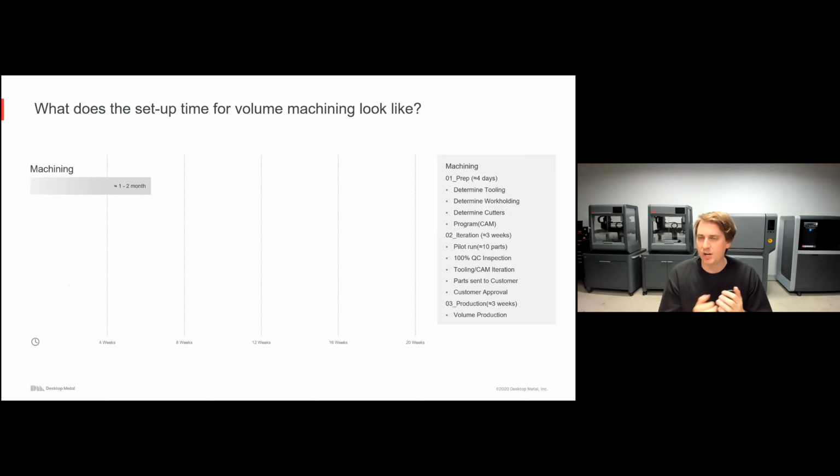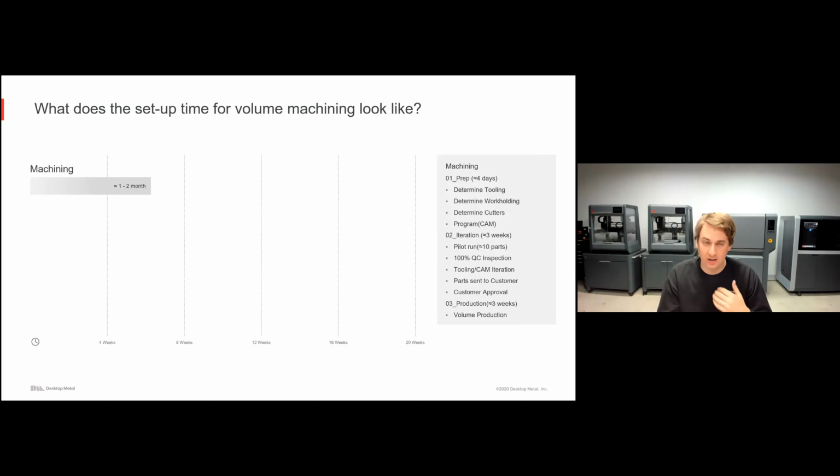When we talk to our machining customers, our large machine shops, our service bureaus, they generally say that when they receive a PO to start shipping out parts, they're looking at about 1 to 2 months of process. What does that entail? It takes about 4 days to determine the tooling, work holding, and cutters. You have to do some CAM programming to ensure it's optimized and actually is going to cut the right geometry. Then there's quite a bit of iteration. Generally, they do a pilot run with 100% inspection.